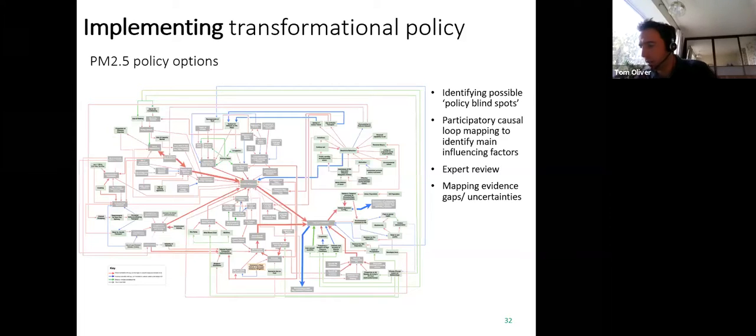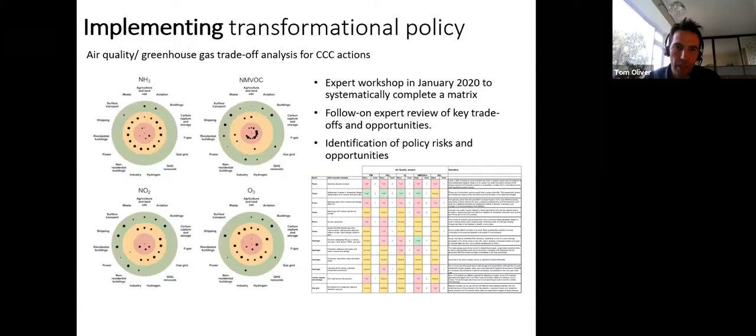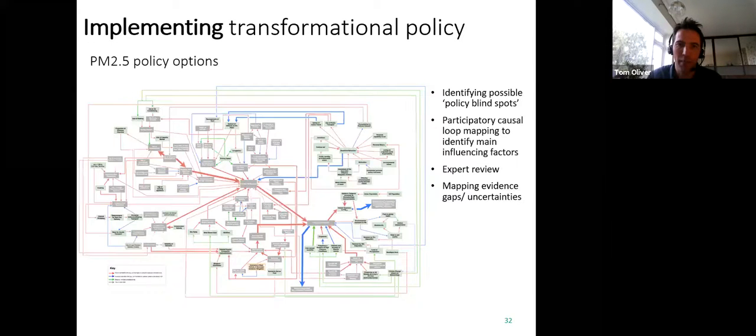So moving on, just to give you some examples of implementing. So this is the design of policy to create those step changes towards sustainability. In this case, the air quality team have been working to develop this participatory systems map. So this is right in the middle. You probably can't read this.